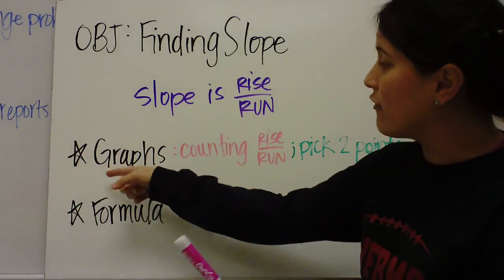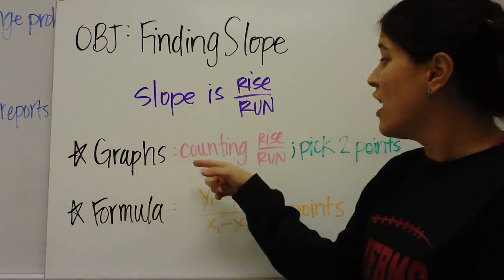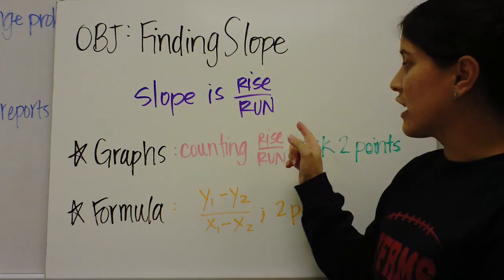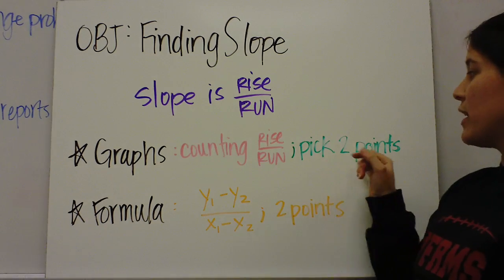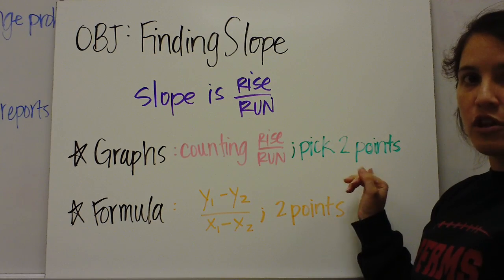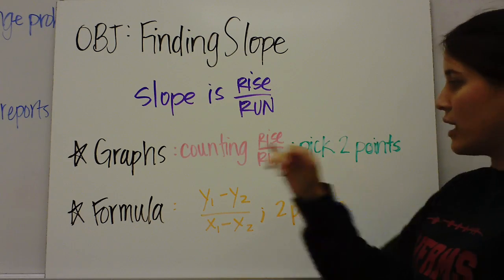If you have the graph, which we've done a little bit of, it's called counting. And you're going to count the rise over the run and you have to pick 2 points. So I'm going to show you how to pick 2 points and count rise over run.